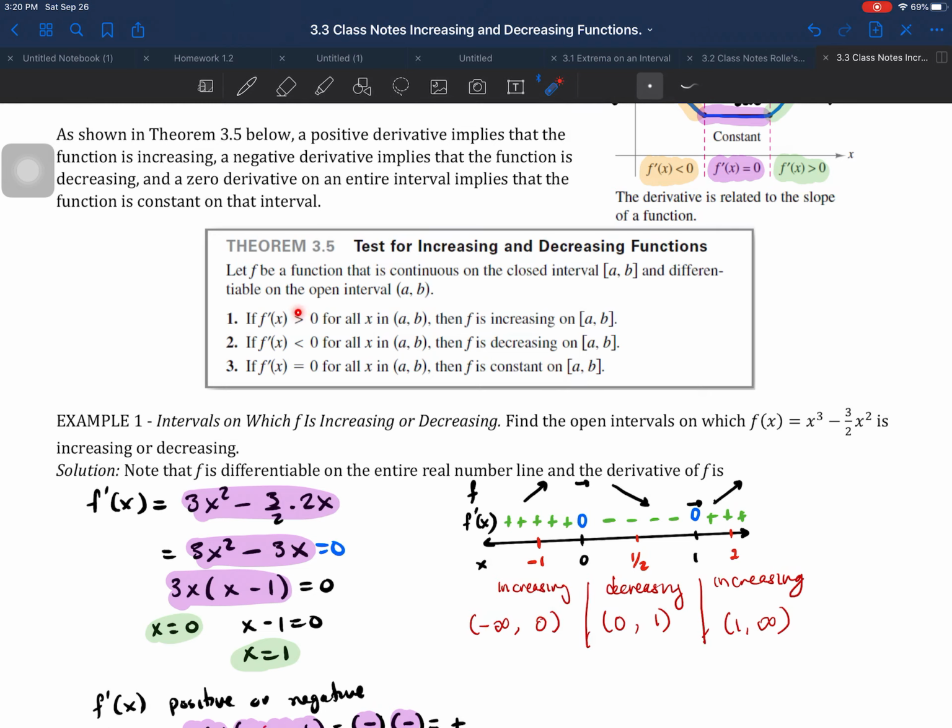Now, do you see how we relate? This is very important. Recognizing the sign of the derivative tells you something about the behavior of the function.